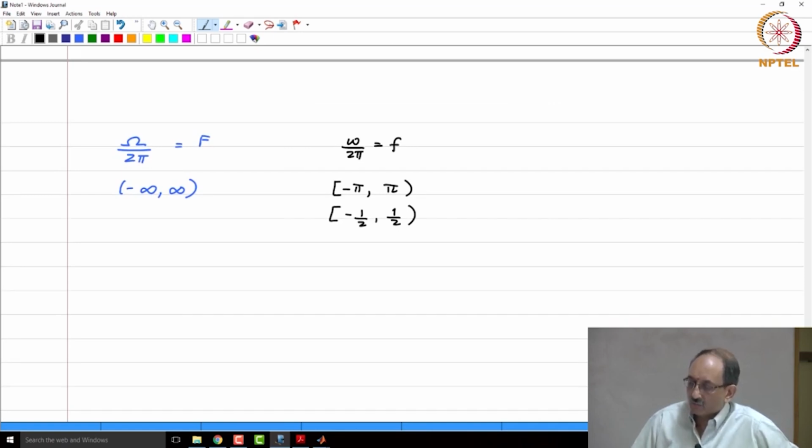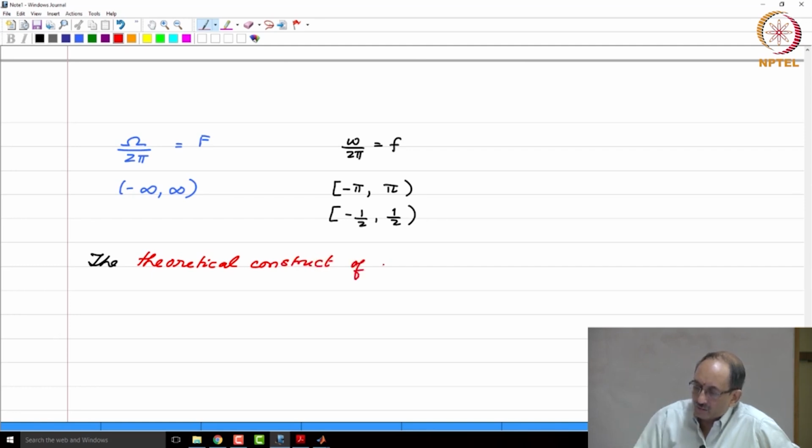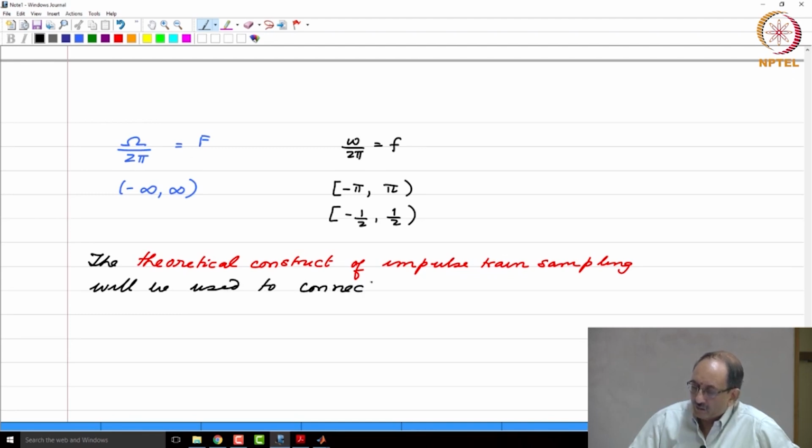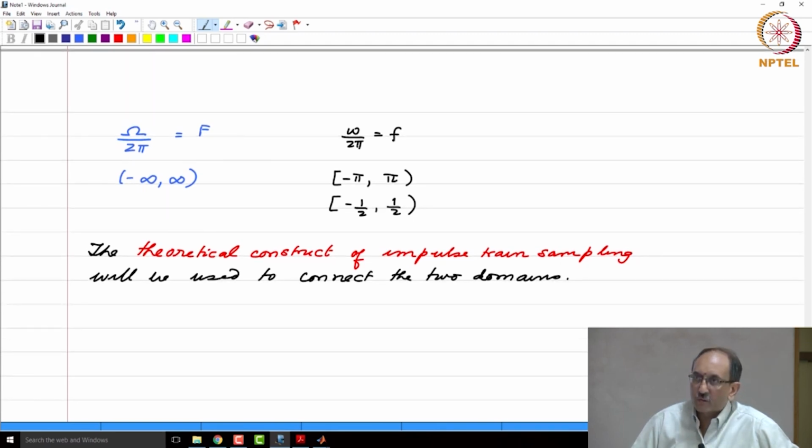Now, to connect these two, as you have seen in signals and systems, we will use the theoretical construct of impulse train sampling. So, this will be used to connect the two domains. And this, of course, is the theoretical construct, because in practice you do not do impulse train sampling.